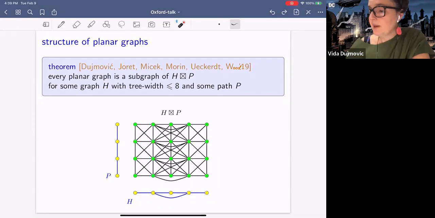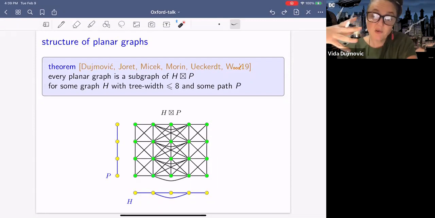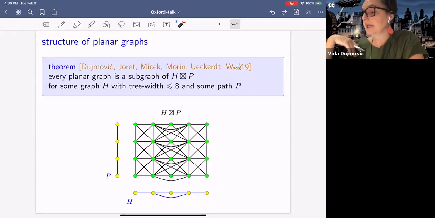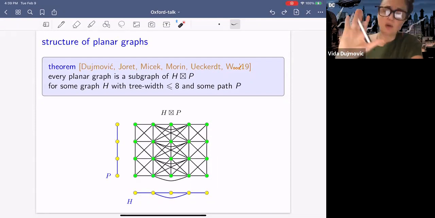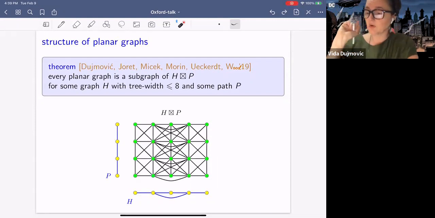It says that every planar, so in this talk, I'm going to talk about planar graphs, but this type of similar theorem to this exists for bounded genus graphs, and in fact, more generally, all apex minor free graphs. It doesn't matter if you don't know what that is. I'm going to only be talking about planar graphs in this talk.